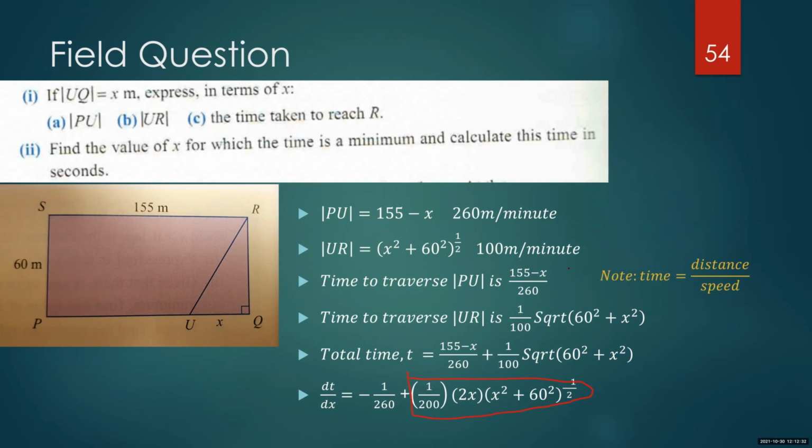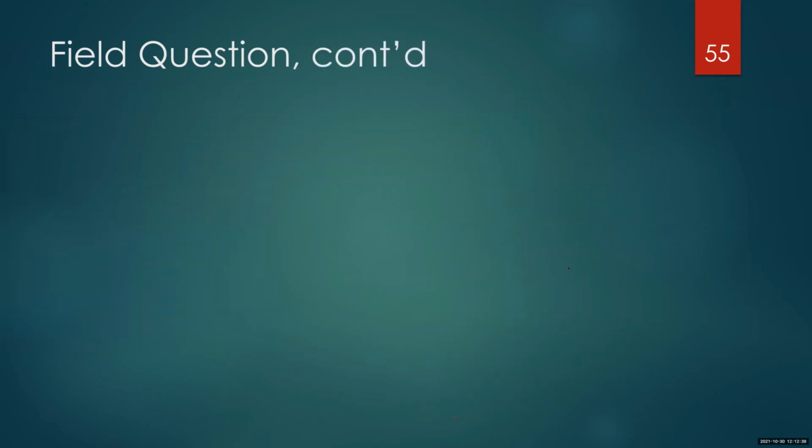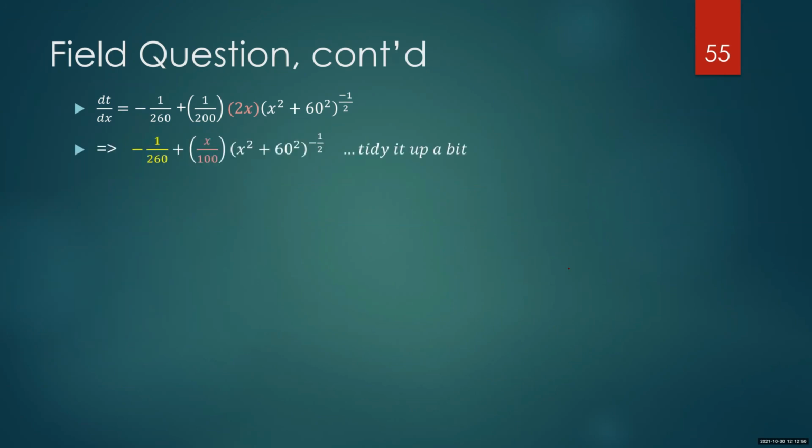And so just a couple of notes there. Time is distance divided by speed. And so we'll continue now. So we have dt/dx is all of this. And we're going to simplify it a bit. So we're just going to tidy it up a bit.